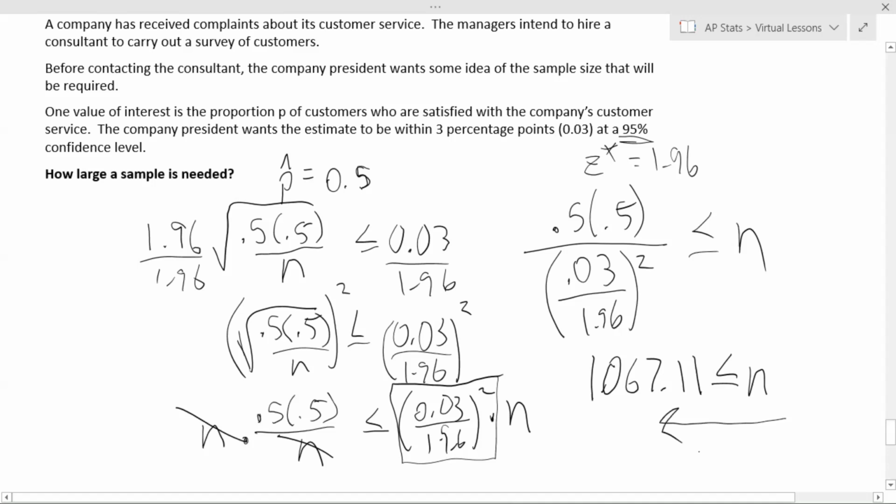If you read this inequality backwards, n has to be greater than or equal to 1067.11. Since you're surveying people, you have to use a whole number. You don't round down here. If you round down to 1067, you're not going to have enough, because n has to be greater than or equal to 1067.11. So the sample needs to be at least 1068 customers.